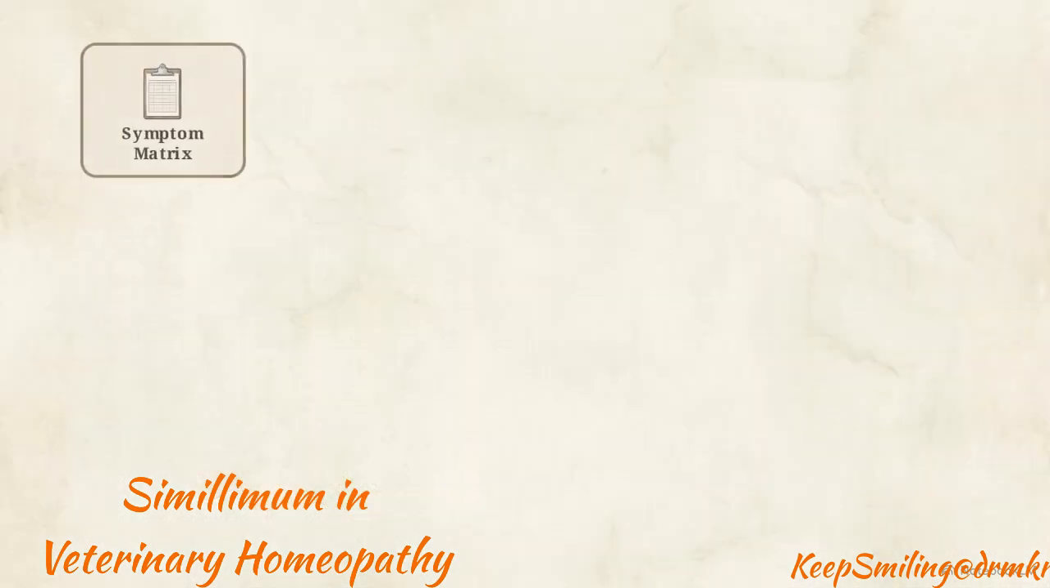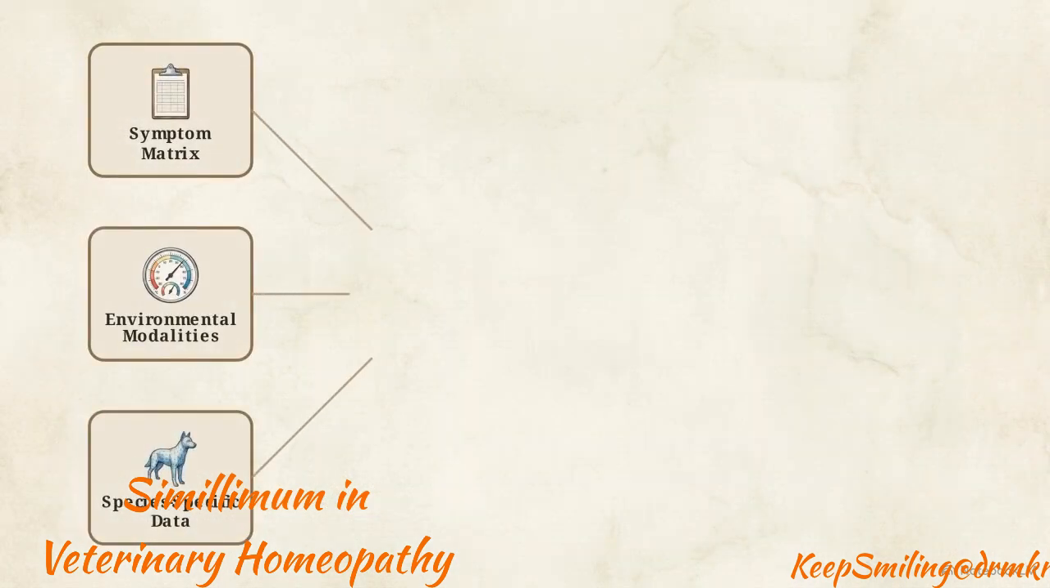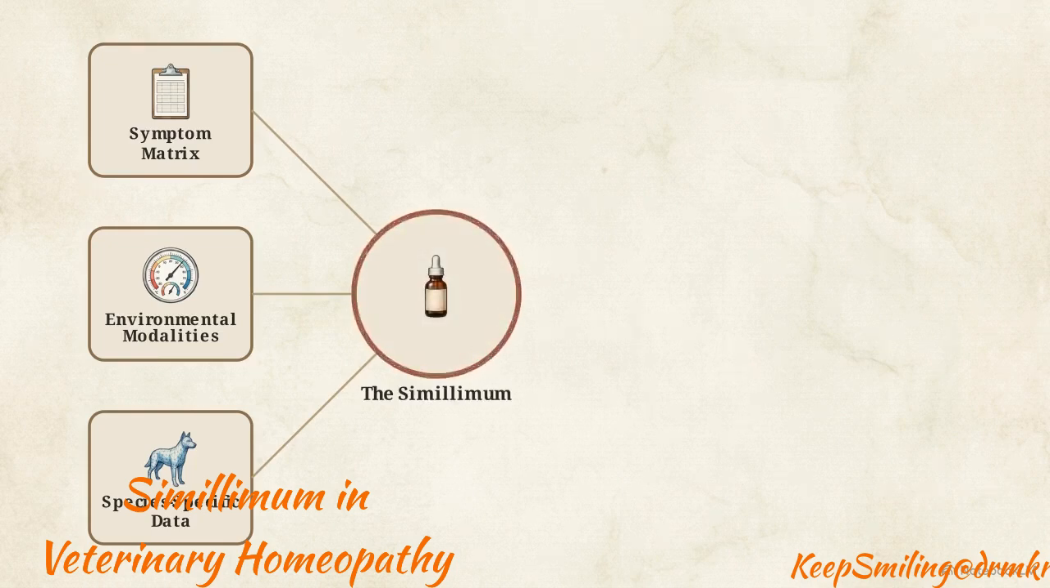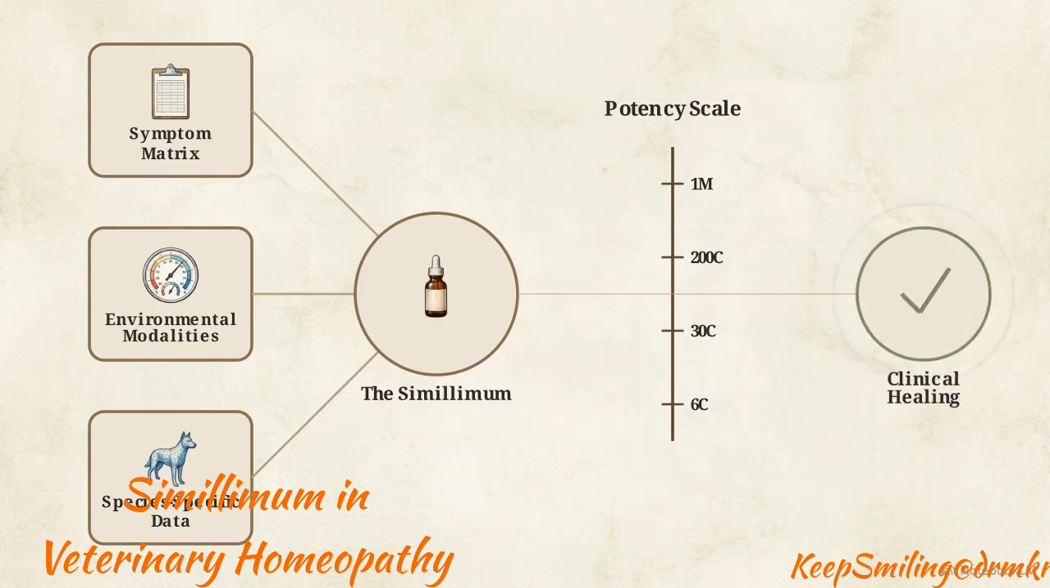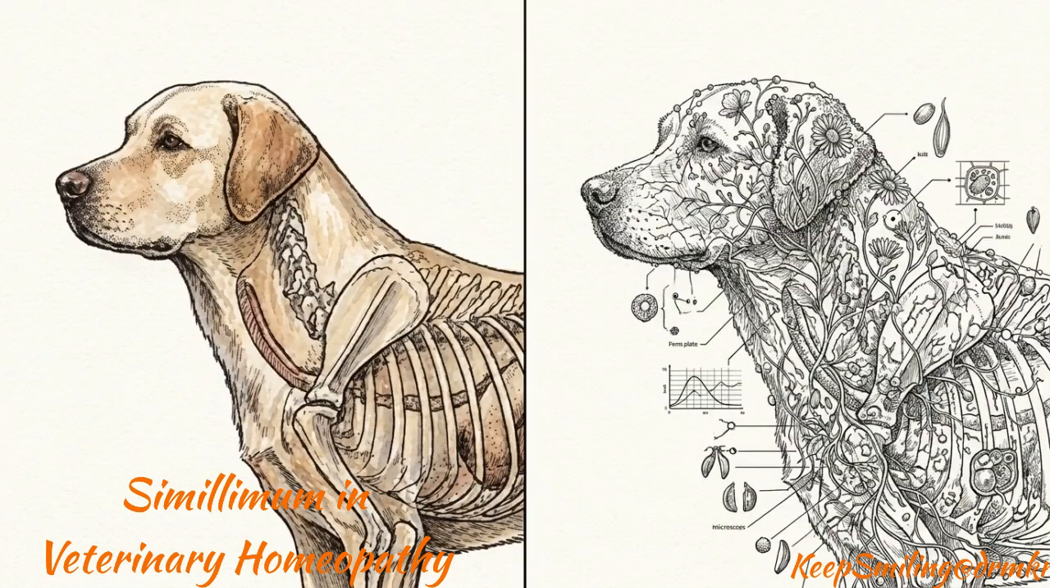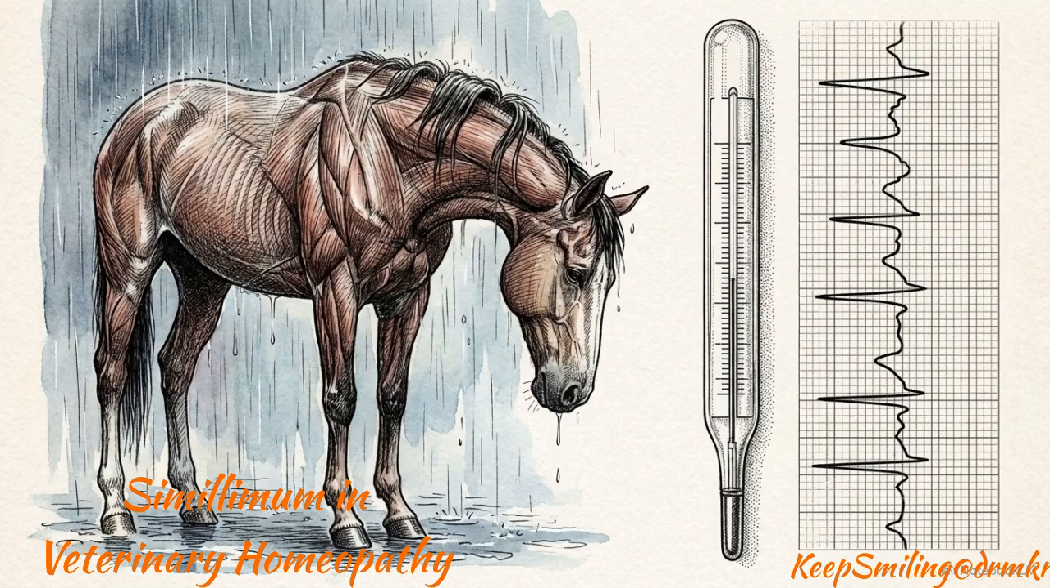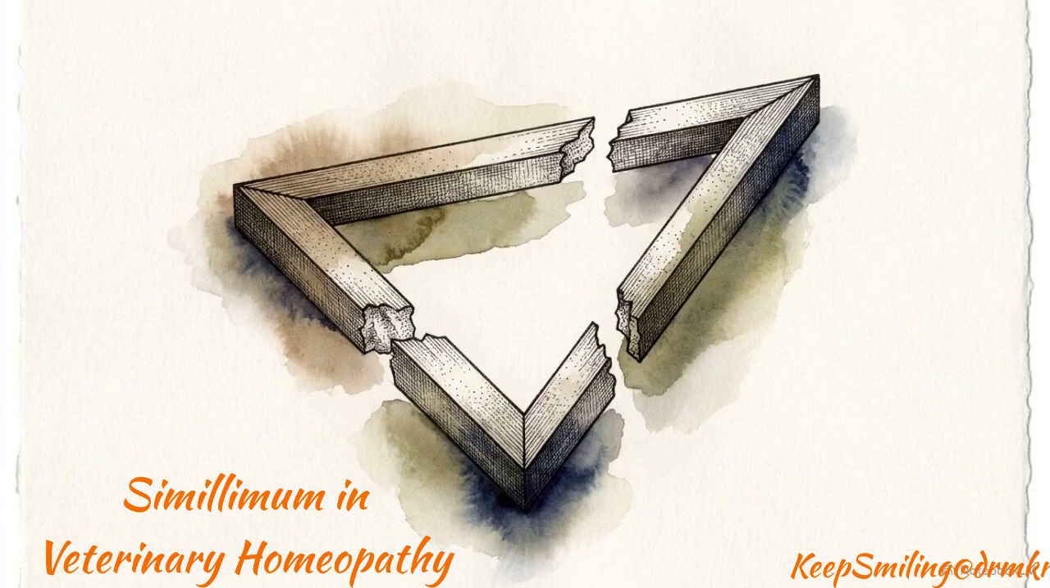The diagnostic life cycle described in the Materia Medica requires a complete synthesis of these elements. The practitioner combines the symptom matrix with environmental modalities and species-specific data to reach the Simillimum. This methodology relies on clinical precision, using specific patient data to trigger a targeted physiological response. Success depends on correctly linking physical pathology to behavioral shifts and environmental reactions. Omitting any one of these three pillars collapses the analytical integrity of the entire framework.